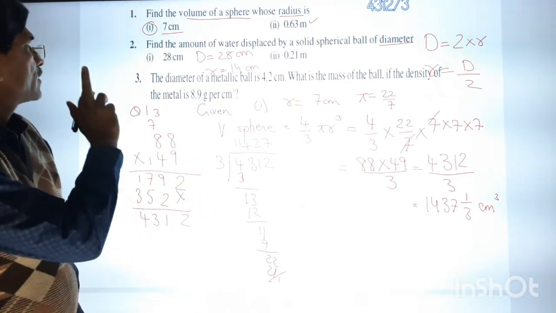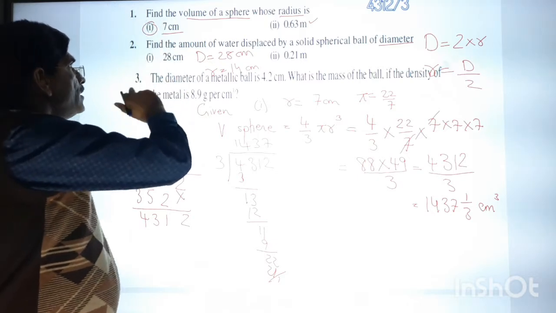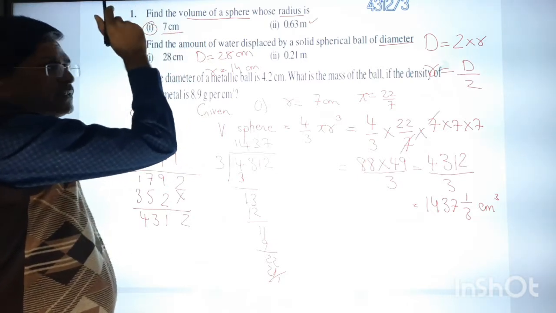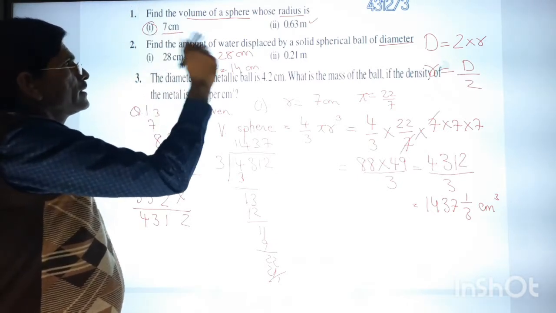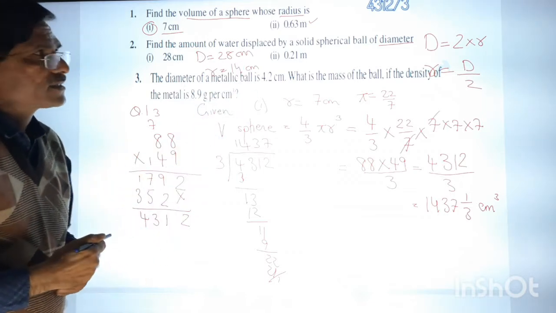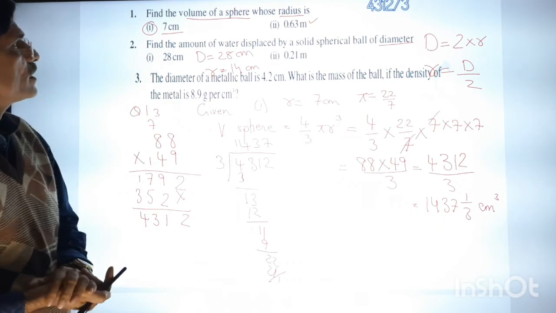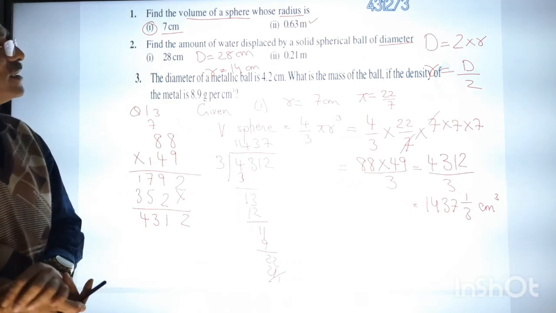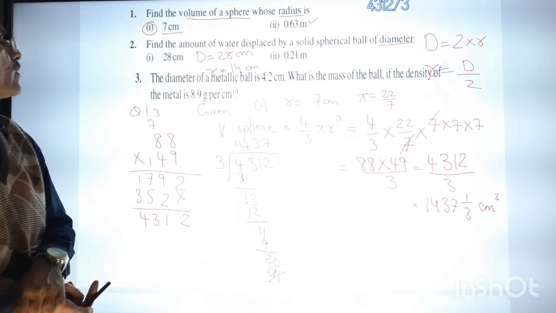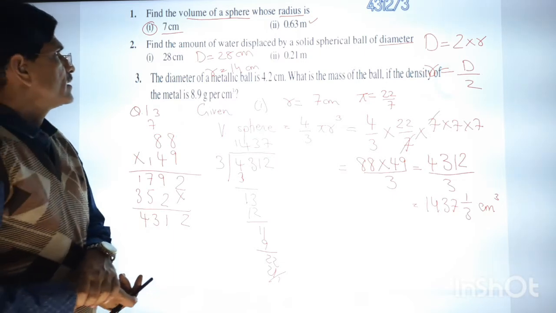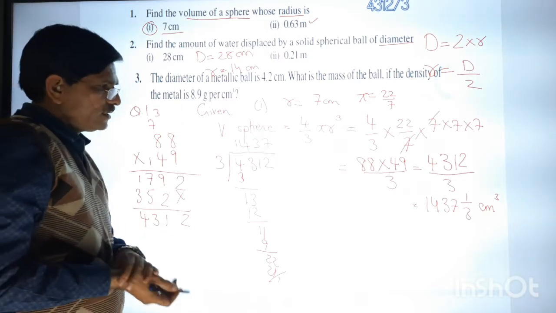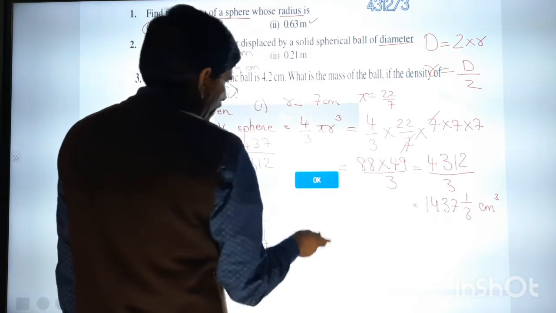I have already written question number 7 first. You have the first sum, that is the last exercise, 13.7. You have to now do question number 2: find the amount of water displaced by a solid spherical bowl of diameter 28 centimeter. Therefore radius is equal to 14 centimeter. Let me try it.